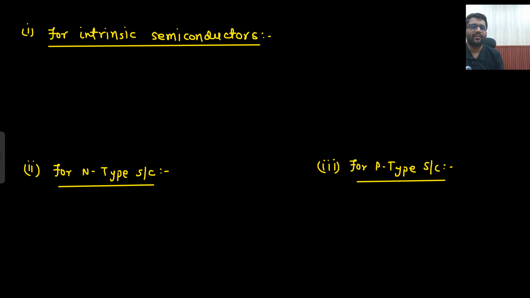Let's write down the current for different kinds of semiconductor: for intrinsic semiconductor, for N-type semiconductor, and for P-type semiconductor.